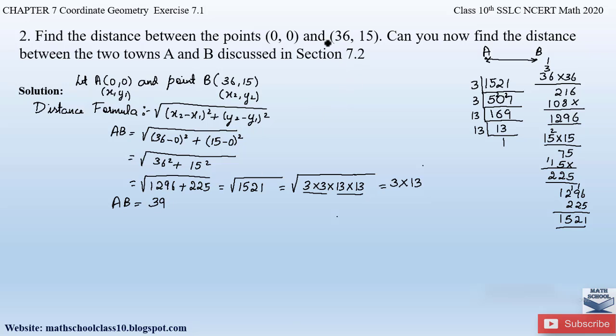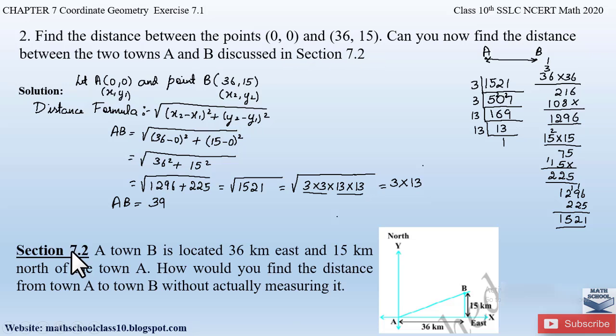So this was the first part of the question where we had to find out the distance between the two given points. Now they're asking us to find out the distance between two towns A and B discussed in section 7.2. So this is the section 7.2, which says a town B is located 36 kilometers east and 15 kilometers north of a town A. How would you find the distance from town A to town B without actually measuring it?